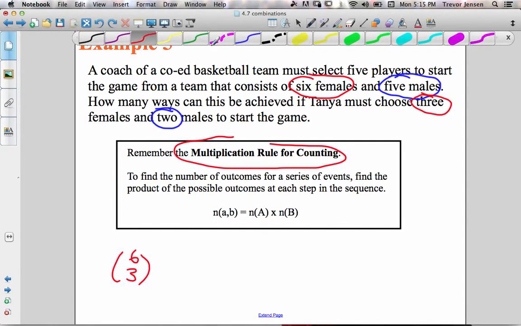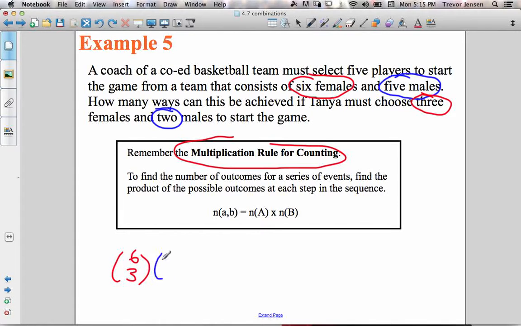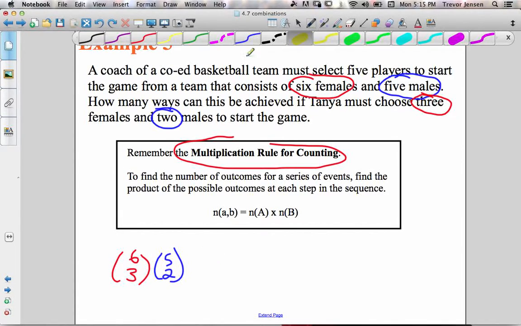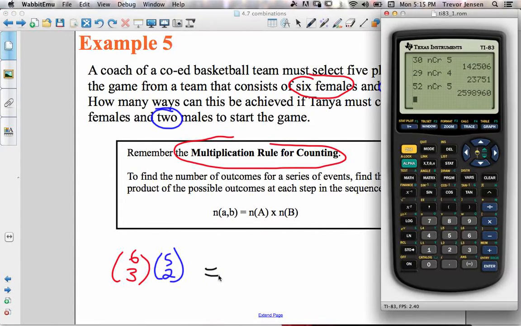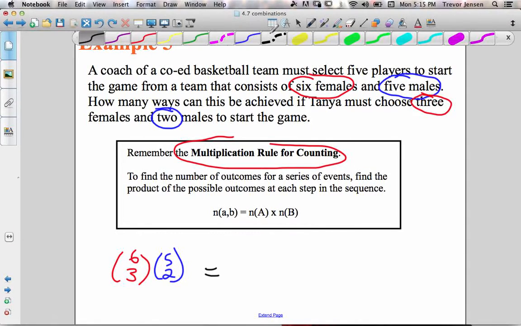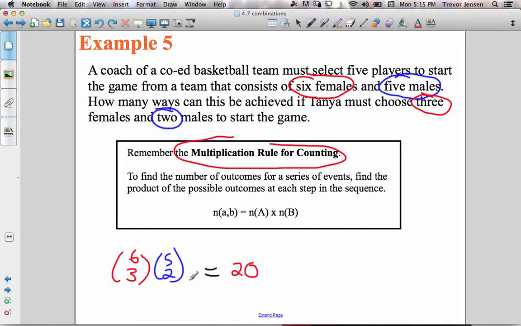Times, now let's look at the males. I need to choose 2 of the 5 males. And let's see what we get here. So 6 choose 3. There are 20 different groups of 3 of the girls I could make from the 6 that are on the team.